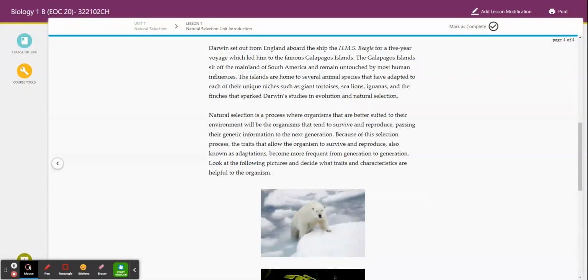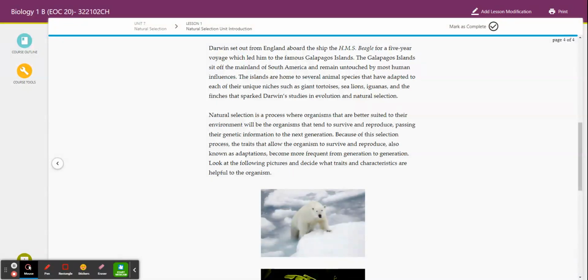Darwin set out from England aboard the ship, the HMS Beagle, for a 5-year voyage which led him to the famous Galapagos Islands. The Galapagos Islands sit off the mainland of South America and remain untouched by most human influences. The islands are home to several animal species that have adapted to each of their unique niches, such as giant tortoises, sea lions, iguanas, and the finches that sparked Darwin's studies in evolution and natural selection.